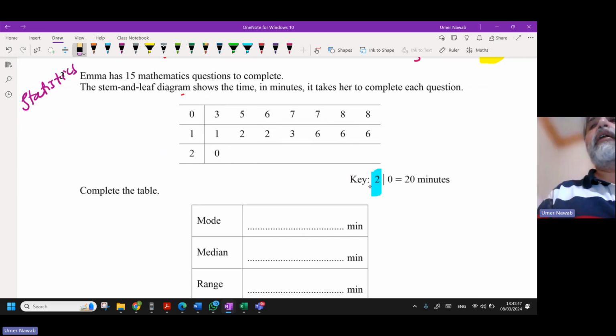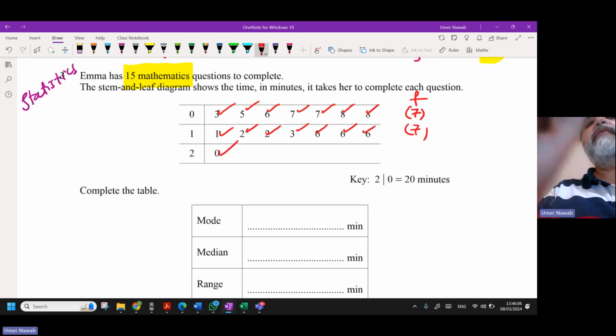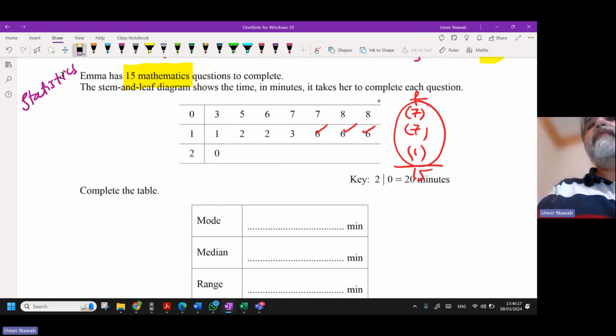Now, total values are how much? Total values are already given by the examiner, 15 values. Can I count? How many leaves I have in the first row? 1, 2, 3, 4, 5, 6, 7. There are 7 leaves. I'm writing the frequency here. I have 7 leaves, and I have one leaf attached with the stem too. So there is 1. So you can also count it. How much are they? 7 plus 7, 14, 14 plus 1, and 15. So I have total 15 leaves.